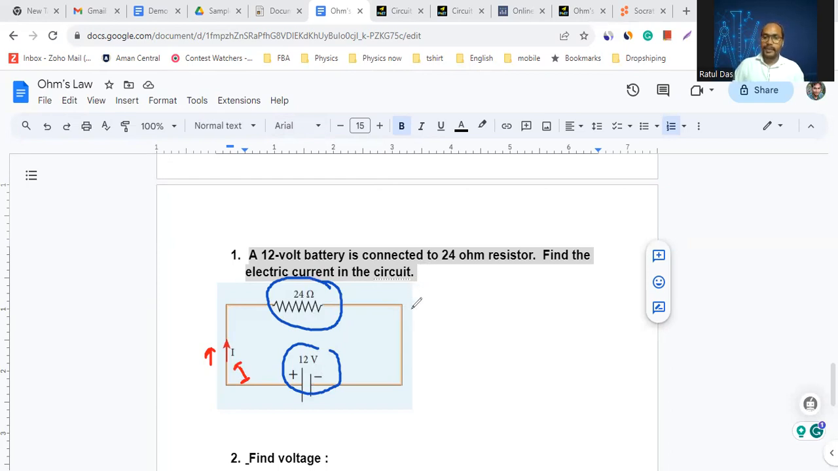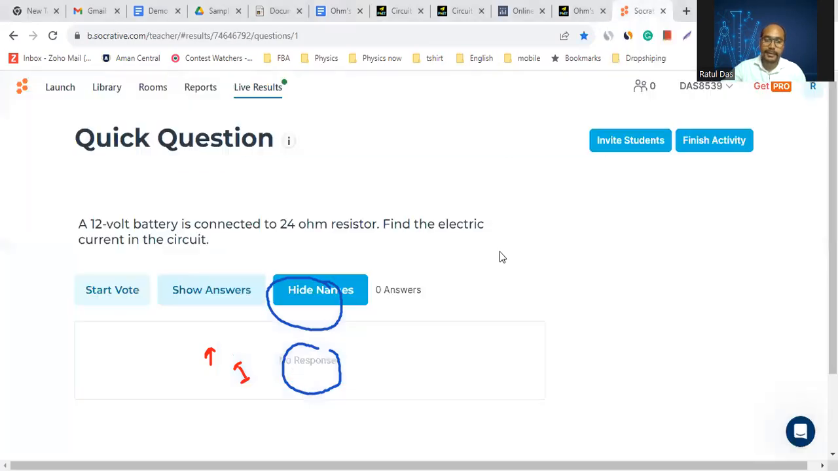Please determine the electric current from the circuit, and I'm giving 5 minutes for doing the calculation and submit your answer in Socrative. I will wait for your answer. Submit your answer here. I'll wait.